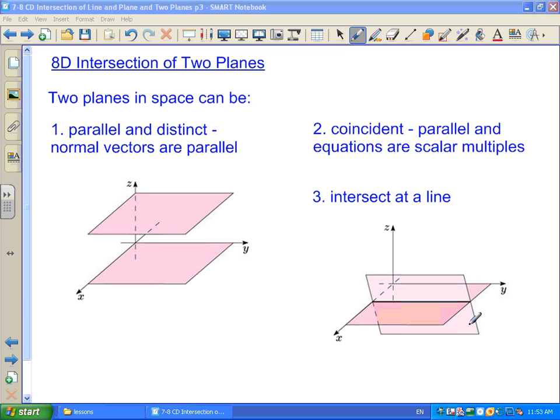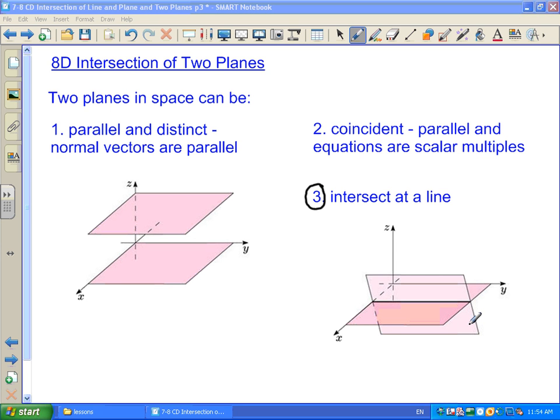Okay, so we're working in box D here of 7-8. We're talking about the intersection of two planes. And we already looked at some of this stuff in box B. When we were talking about this in box B, we went over the possibilities that you can have for two planes in space. Our planes can be parallel and distinct, which we know is going to happen if our normal vectors are parallel. And so by checking the normal vectors, that's how we check to see if they're parallel. They can be coincident, which means they're parallel, and their equations are scalar multiples, or they can intersect at a line. Okay? And this is the option that we're going to spend most of our time working on today.